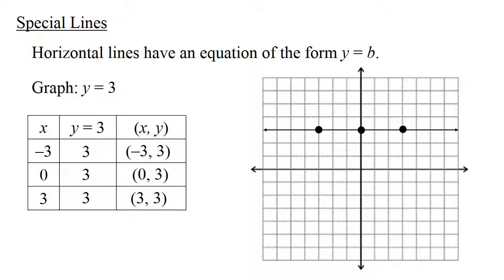So when you have an equation like y equals 3, what you're looking at is a line moved 3 units up. So it's at a height of 3. In other words, we're looking at every single point whose y value is 3. Notice x can be anything we want it to be, but y has to be 3.